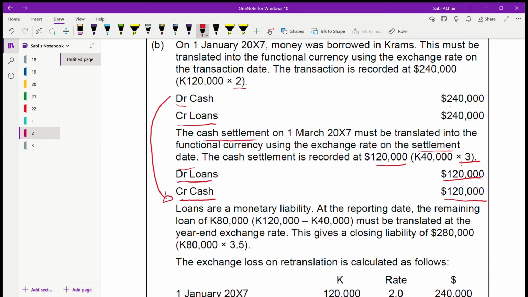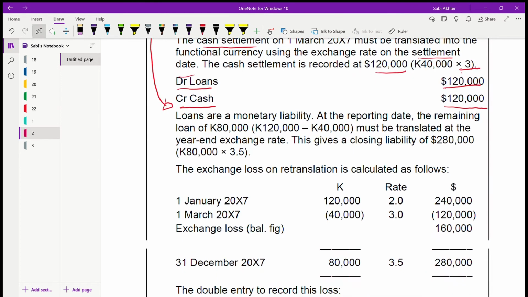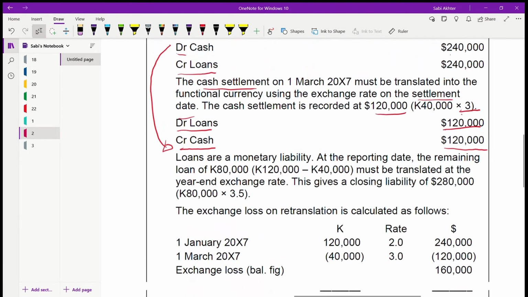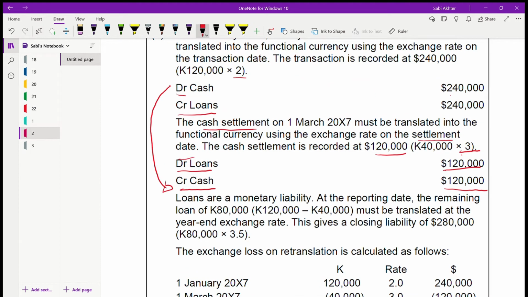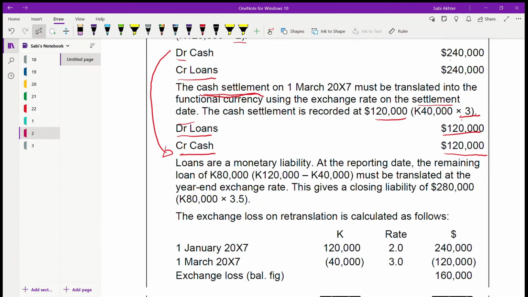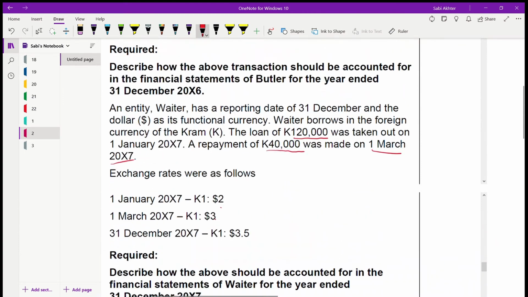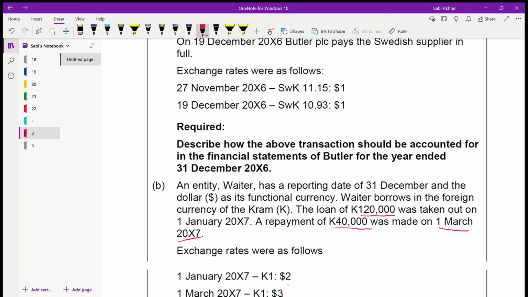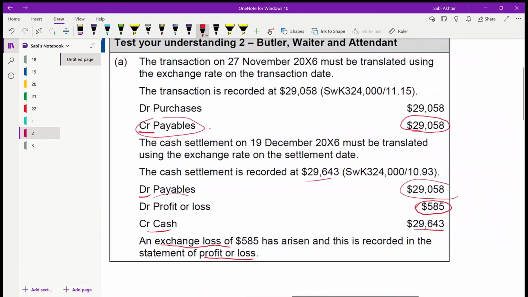Then we are going to the third part, the reporting date, which is at the year end. This is not the year end. The cash settlement date is different. When your cash settlement is before the year end, you need the third adjustment. To decide that, you need this definition, whether it's monetary or non-monetary. So loans are a monetary liability at the reporting date. What is the amount of remaining loan? Okay, back to the question. The loan was for 120, repayment is 40, the balance 80,000. What about that 80,000 which you didn't pay?